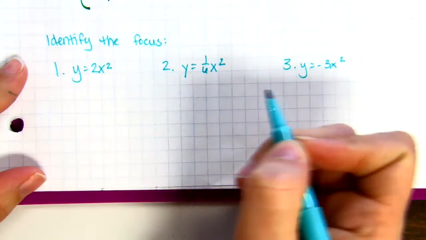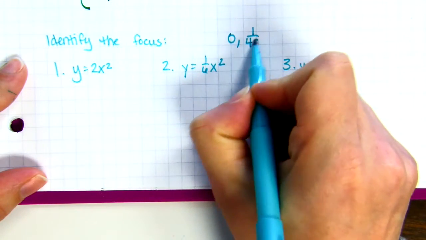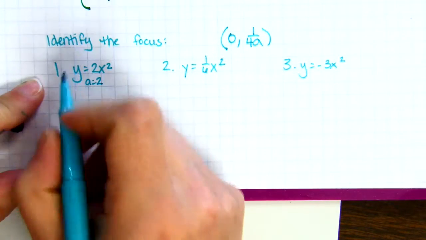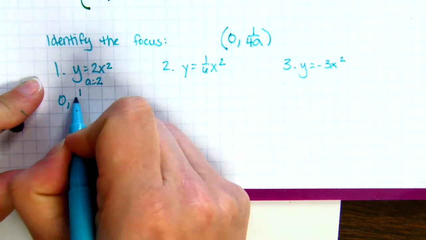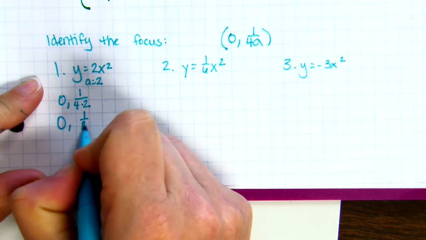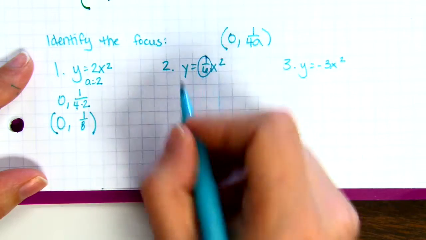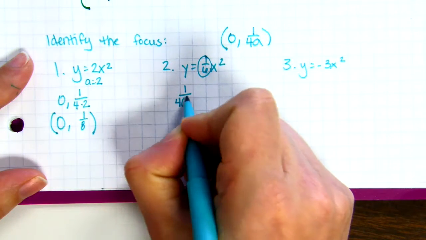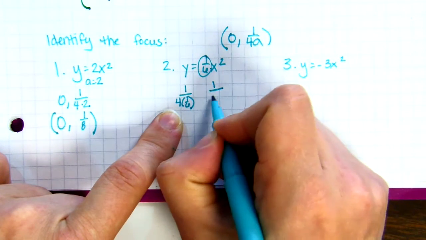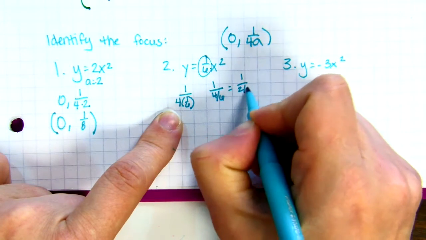Okay, so remember, for all of these we're going to be using 0, 1 over 4a for our coordinates. In this case, a is 2, so it'll be 0, 1 over 4 times 2, or 0, 1/8. Here, a is 1 over 6, so 1 over 4 times 1/6. And let's think about what that is. That would be 1 over 4/6, or 1 over 2/3.